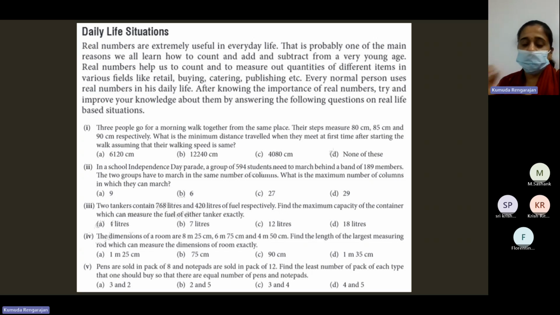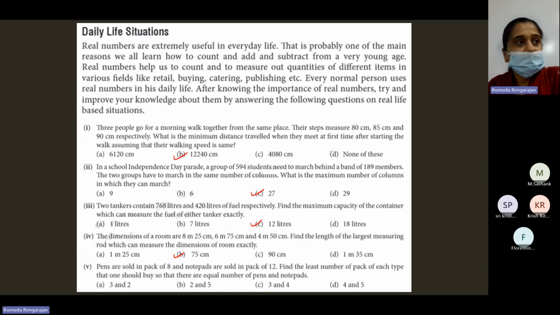What's the answer for the first one? B. Okay. Then second one? C, ma'am. Okay. Third one? C, ma'am. Okay, very good. Then fourth? D, ma'am. B. Still to do. Okay.